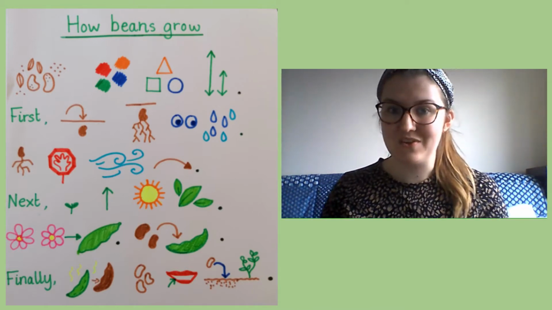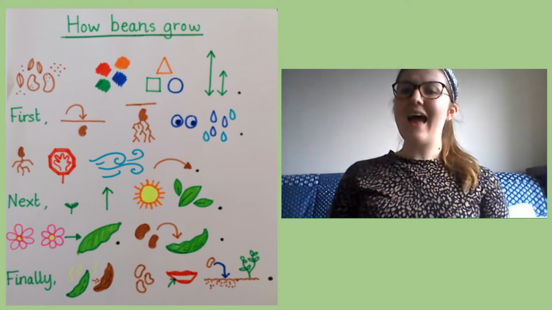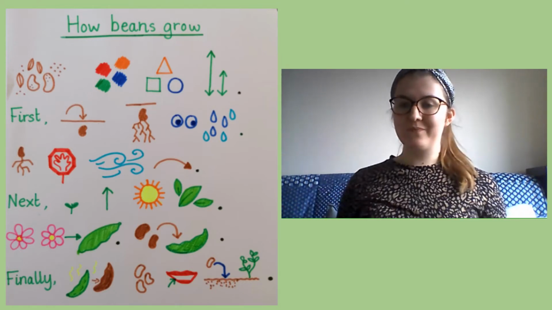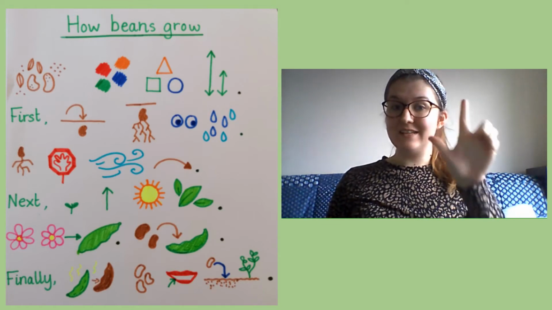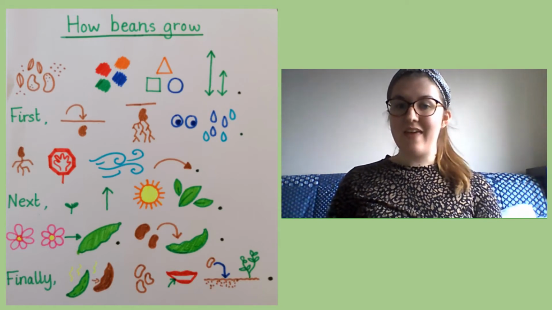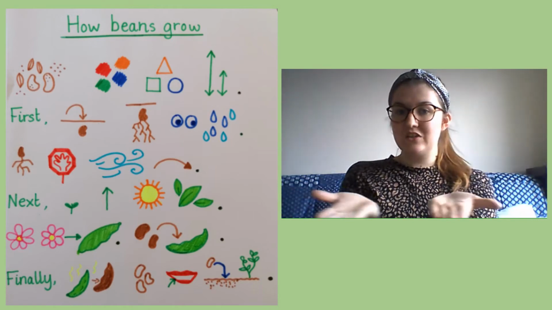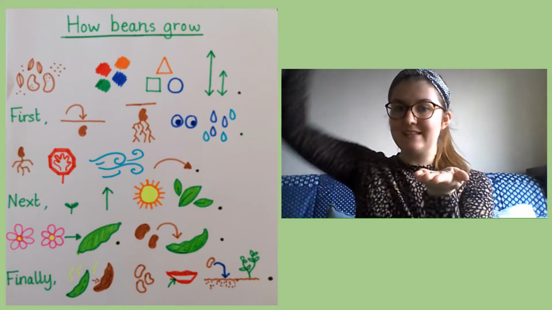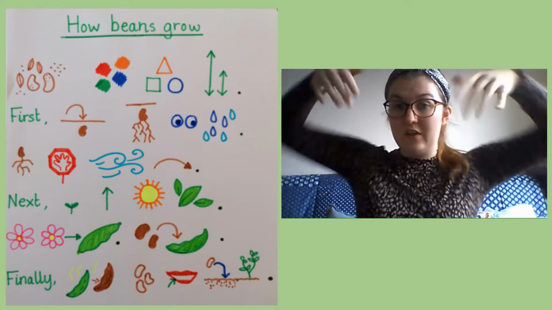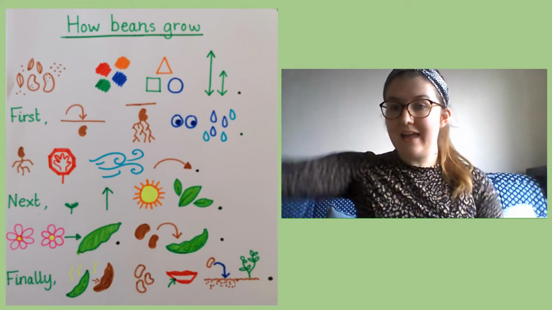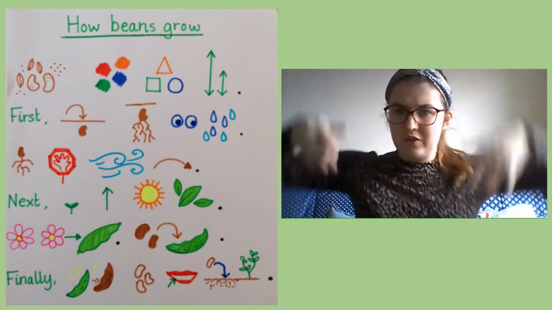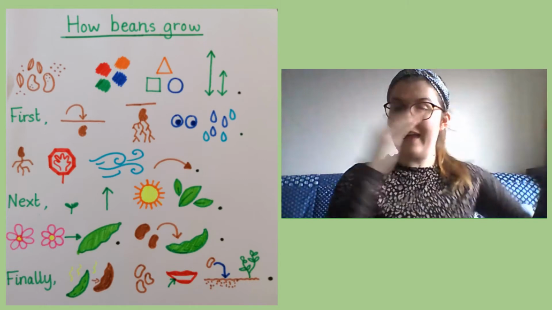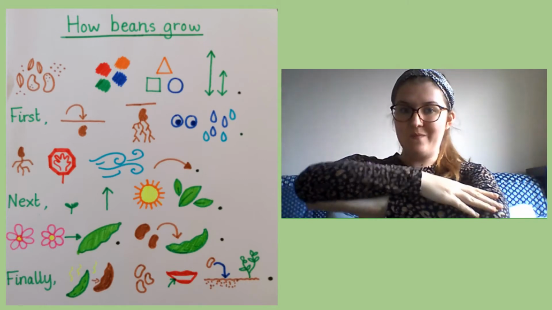I'm going to show you the actions. Explanation text. How beans grow. There are many different types of seeds. They can be all different colours, shapes and sizes. First, when a seed is planted in the soil, the roots grow down and look for water. The roots also stop the plant from blowing away or falling over.